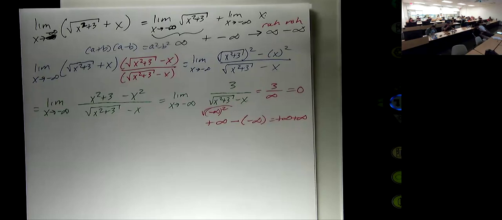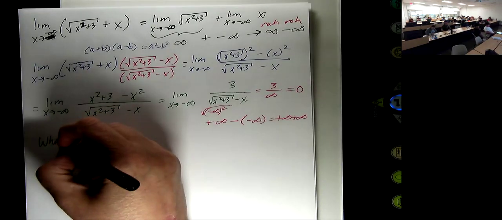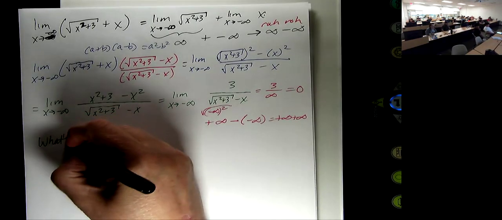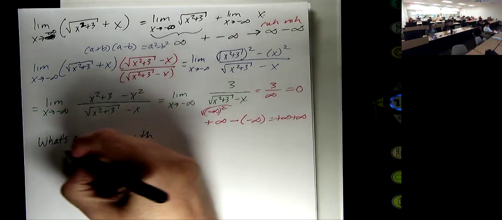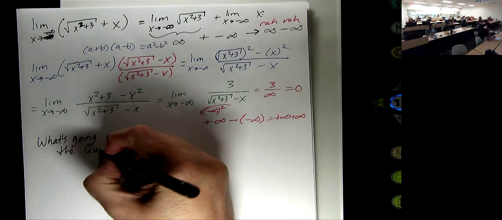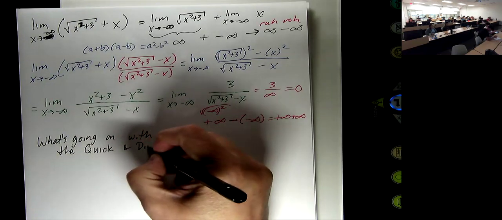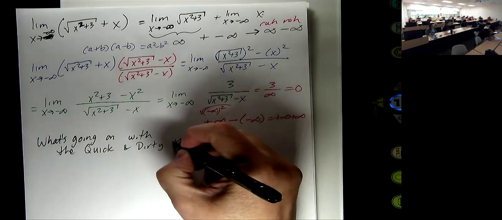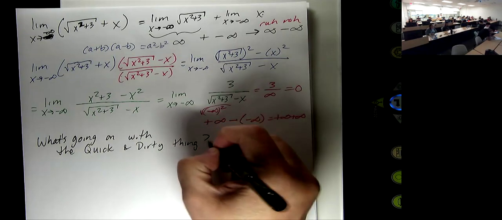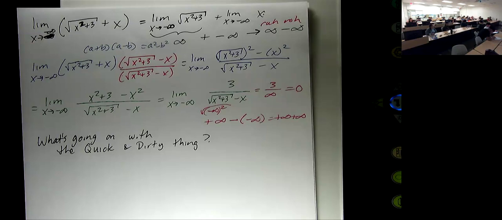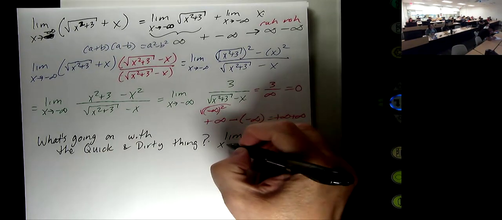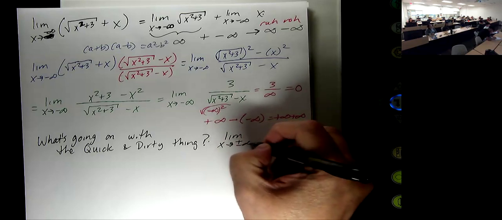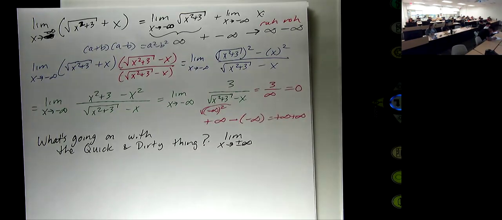What's going on with that quick and dirty thing? This is only for limits as x goes to positive or negative infinity. You have to pay attention to that; you don't really want to do it otherwise.